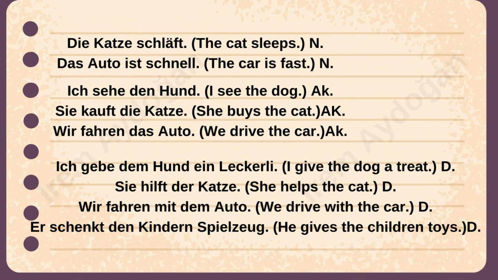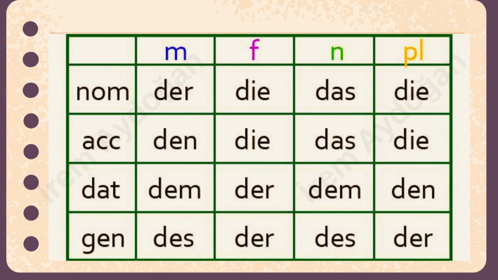This is dative. Sie hilft der Katze. This is also dative. She helps the cat. Wir fahren mit dem Auto. We drive with the car. This is also dative. Schenkt den Kindern Spielzeug. He gives the children toys. This is also a dative example, and then the final page, this is the summary table, how we use it.